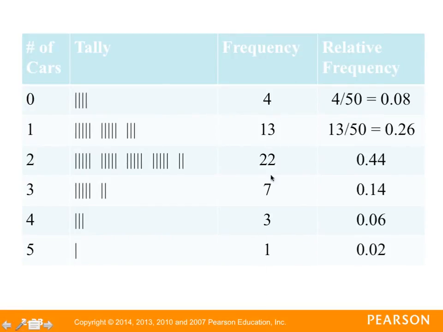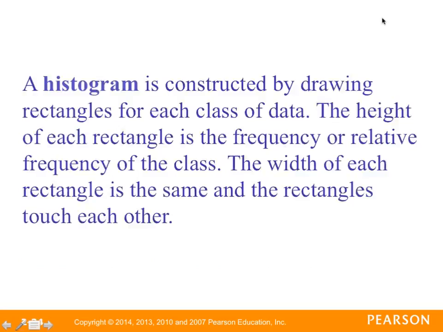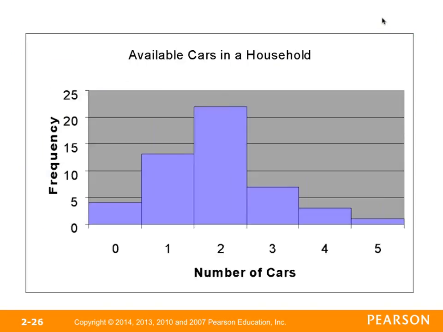50 is your total if you add up the frequency column. So to get the relative frequency, you just do each frequency divided by the total. And again, the relative frequency should always add up to 1. So we create something called a histogram, which I'm just going to show you here. And basically what we do is we just put our categories along the x-axis, we put our frequency or our relative frequency along the y-axis, and then we just draw bars so that they are touching. And that gives us our histogram.